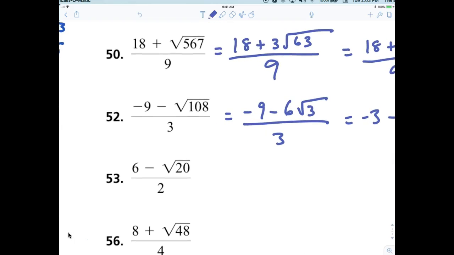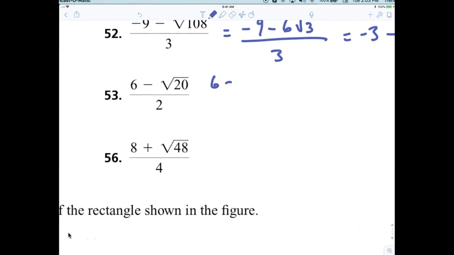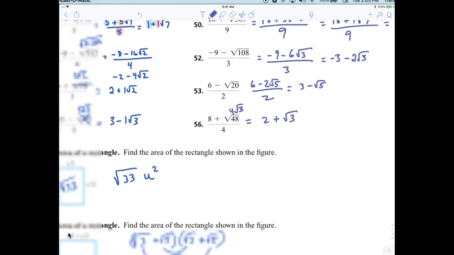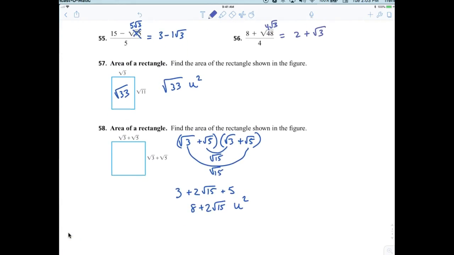All right, well, 20 is a really easy one. That's what? Right, we should know that's 6 minus, without doing much work, 2 radical 5 over 2, which is 3 minus radical 5. And again, how many times have we done 48? All right, everybody should look at that and say that's 4 radical 3. So now we know the answer is 2 plus radical 3. All right, any questions with that?